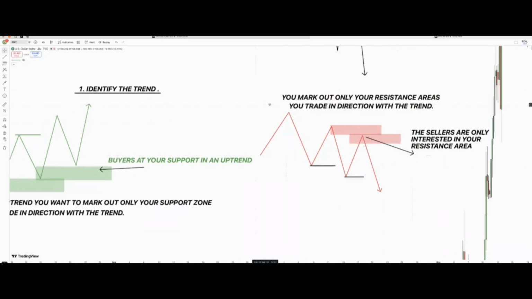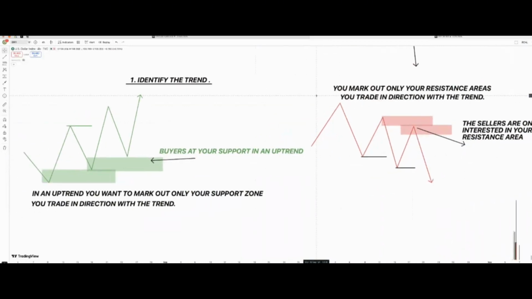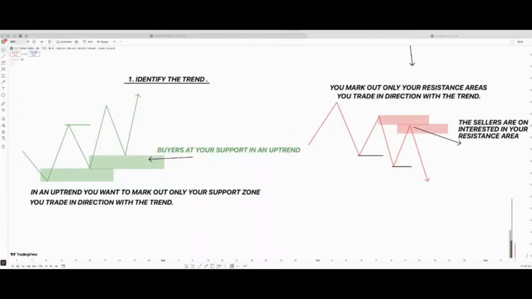The first step is to identify the trend. Is it an uptrend or a downtrend? Is the market currently rising or is it falling? We already know the first step is to identify the trend so that you can trade with the trend, in direction of the trend.